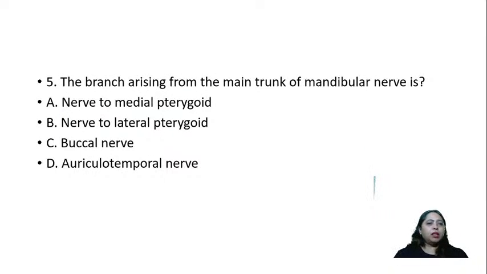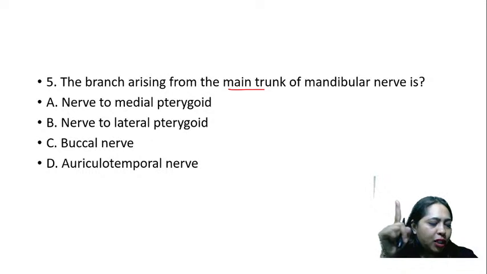Next, the branch arising from the main trunk of the mandibular nerve. Since I explained the mandibular nerve already, I think you should be able to get it. Branches arising from the main trunk: I showed you two nerves arising from the main trunk. Which are they? One was the one which gave the meningeal branch.